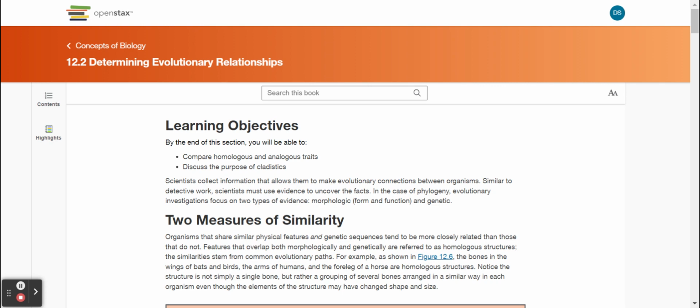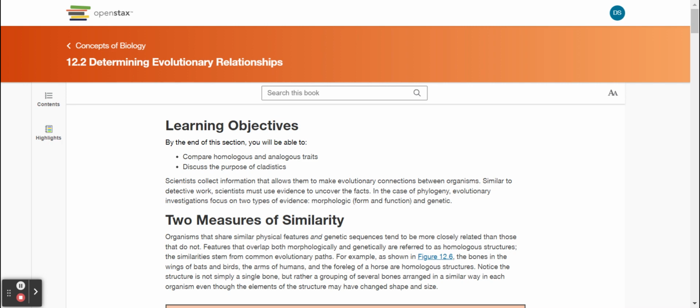Scientists collect information that allows them to make evolutionary connections between organisms. Similar to detective work, scientists must use evidence to uncover the facts. In the case of phylogeny, evolutionary investigations focus on two types of evidence: morphologic, which is form and function, and genetic. Two measures of similarity. Organisms that share similar physical features and genetic sequences tend to be more closely related than those that do not.